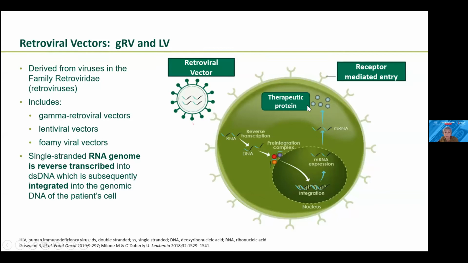These too also gain entry into the cell through a receptor-mediated mechanism, and oftentimes these are pseudotyped as well. Gamma retroviral vectors are typically pseudotyped with a gibbon ape leukemia virus envelope to enter human cells, whereas the lentiviral vectors are typically pseudotyped with a vesicular stomatitis virus glycoprotein, because HIV is fairly restricted in the number of cells or the types of cells that it can enter using its endogenous envelope. So this VSVG glycoprotein can enter most cells through the low-density lipoprotein receptor, which most cells express.